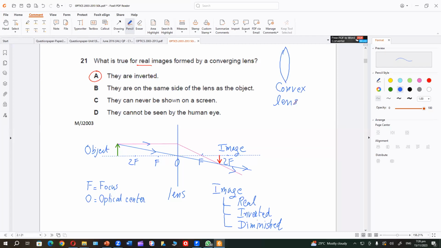So I have practiced here with you a ray diagram, which is the most important feature of this chapter, lenses. Ray diagram is the most important feature.